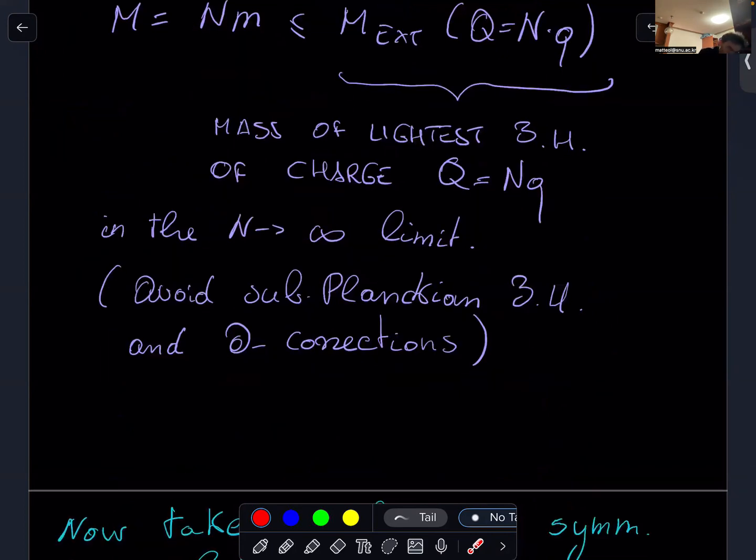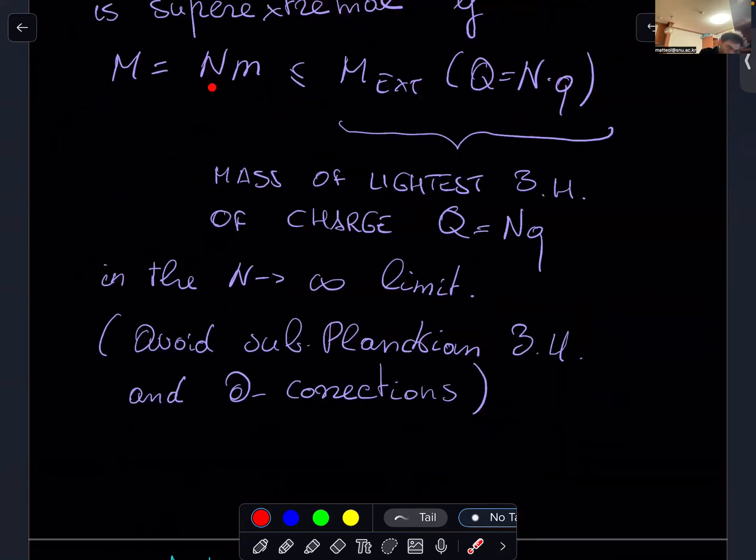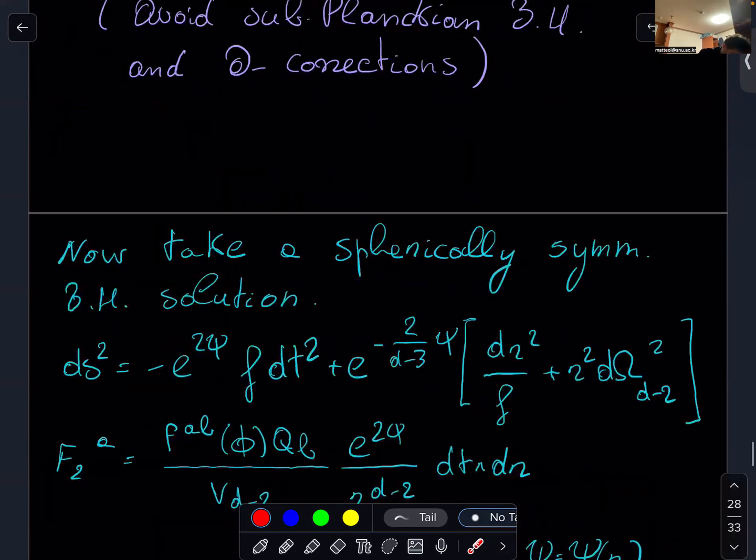And in the end, this super-extremality bound just boils down to the fact that you can remove these n's. But this WGC is strictly true in this large n limit, just to avoid, again, problems with small black holes and sub-Planckian scales and so on. But this is actually fundamental in the next page.